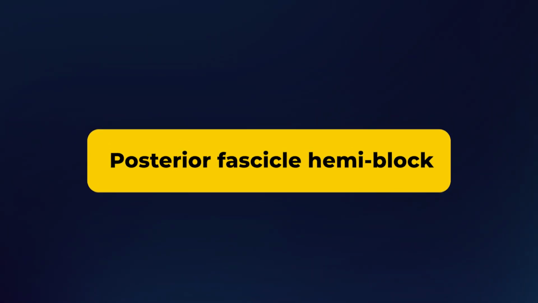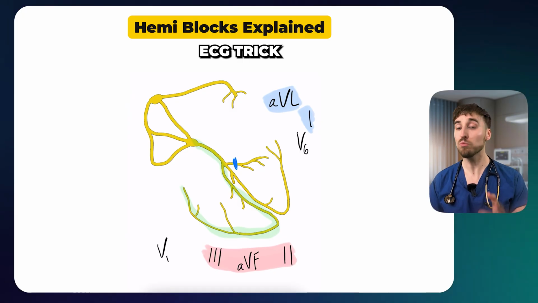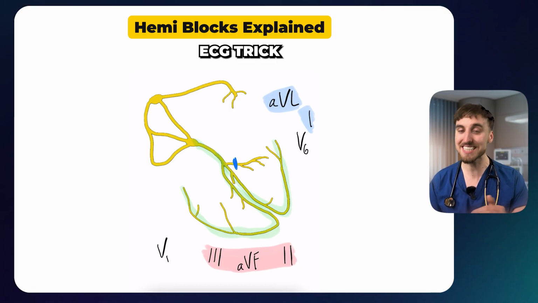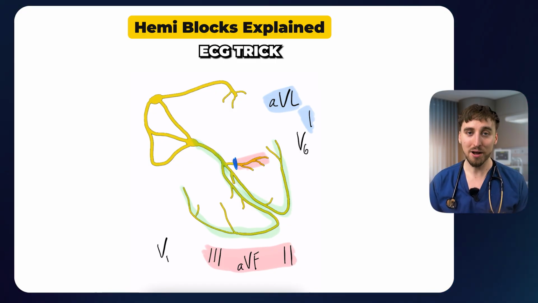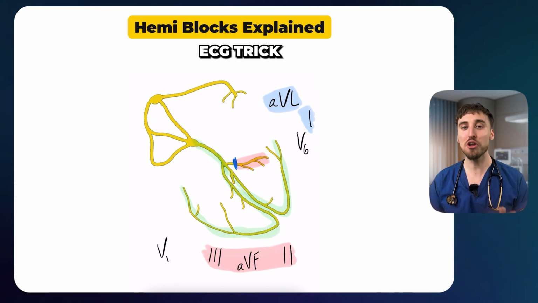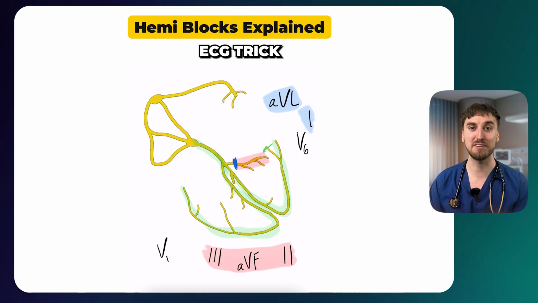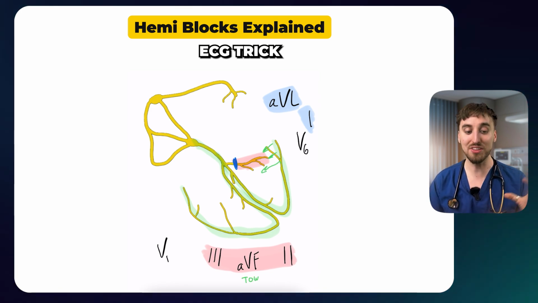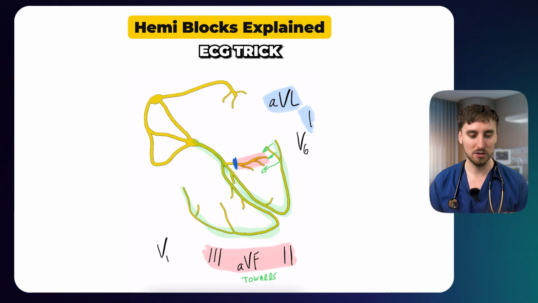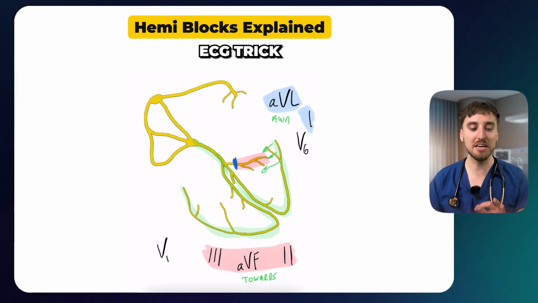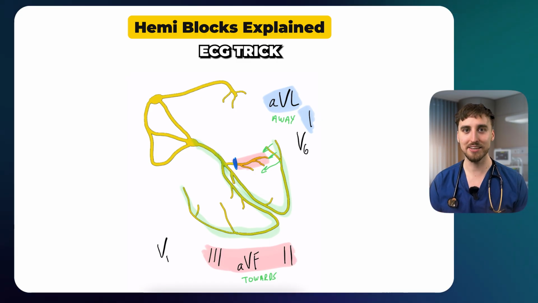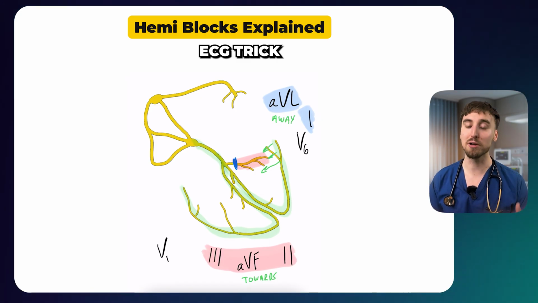But what if the posterior fascicle is blocked? Then we're going to see the opposite. The electrical impulses are going to go down the left anterior fasciculus and the right bundle branch normally, but to get to the left posterior fascicle, it's going to slowly move over from the left anterior fascicle in this direction. So that wave of depolarization is slowly going towards 2, 3, and AVF. So all these leads are going to be positive, whereas leads 1 and AVL are going to be negative as it's moving away. This will give you a right axis deviation. The causes are the same as a right bundle branch block.